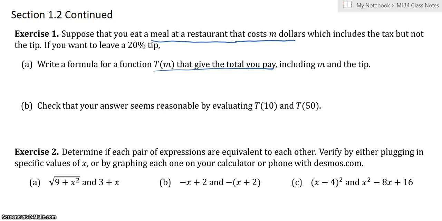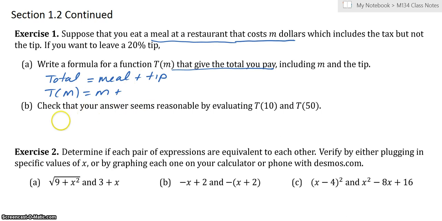Did you get the answer? Pause it if you did not. Here it is. What is t of m? So t of m is going to be the amount that you pay. So I'm going to say m here, and I'm going to add the tip. So on top here, I'm going to say that the meal plus the tip is the total, just to help us out. So t of m is the total, m is the meal.